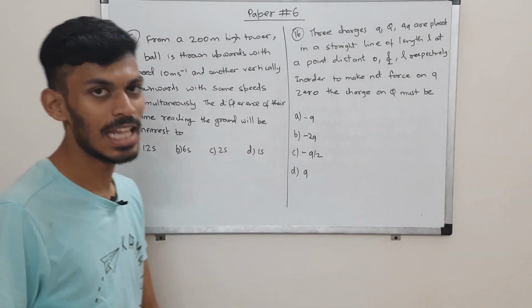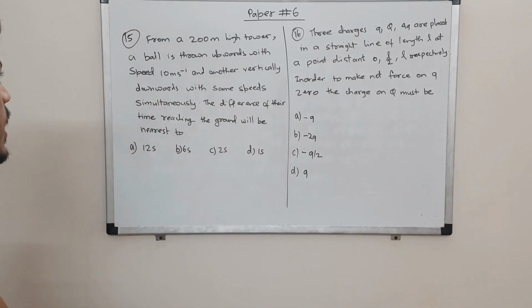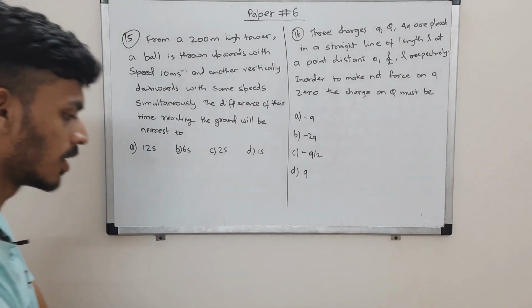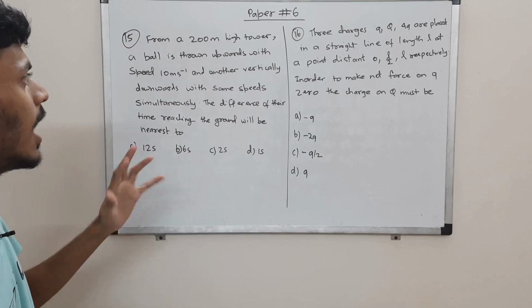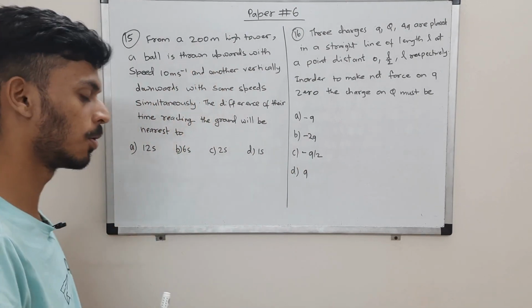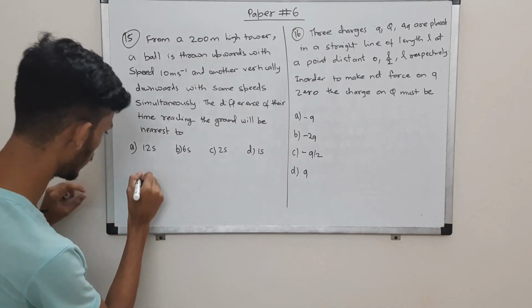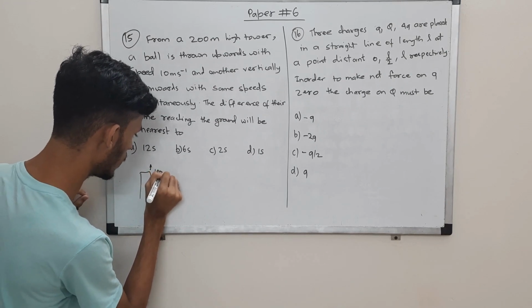So question 15 and 16. In question 15, from a 200-meter high tower, we are going to throw a ball. First ball, we are going to throw it upward with a speed of 10 meters per second. Another ball, we are going to throw it with the same speed, but down. We are going to do this simultaneously.